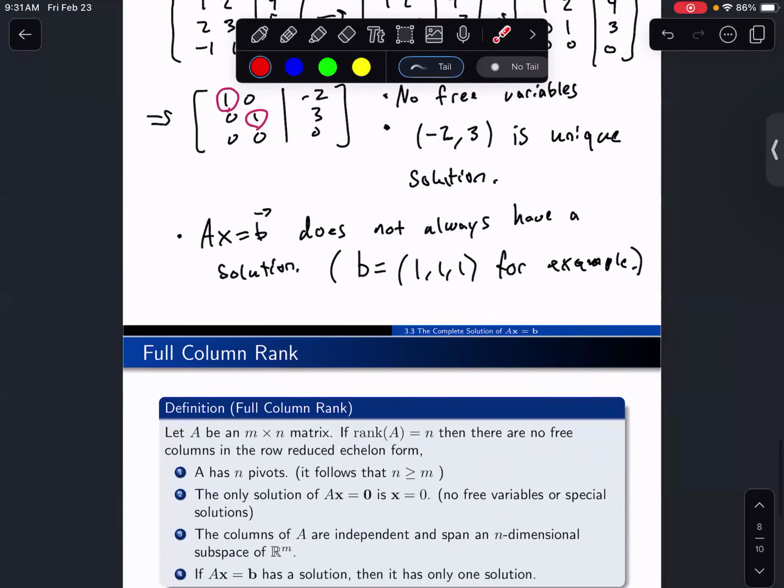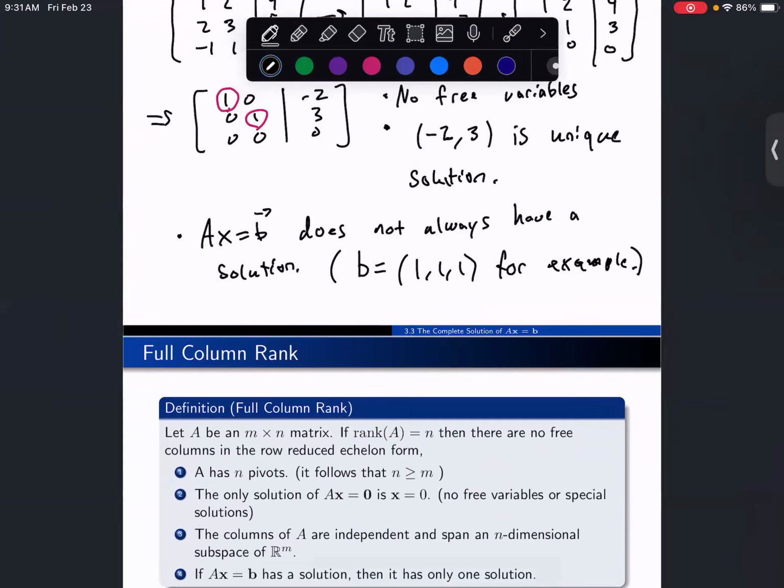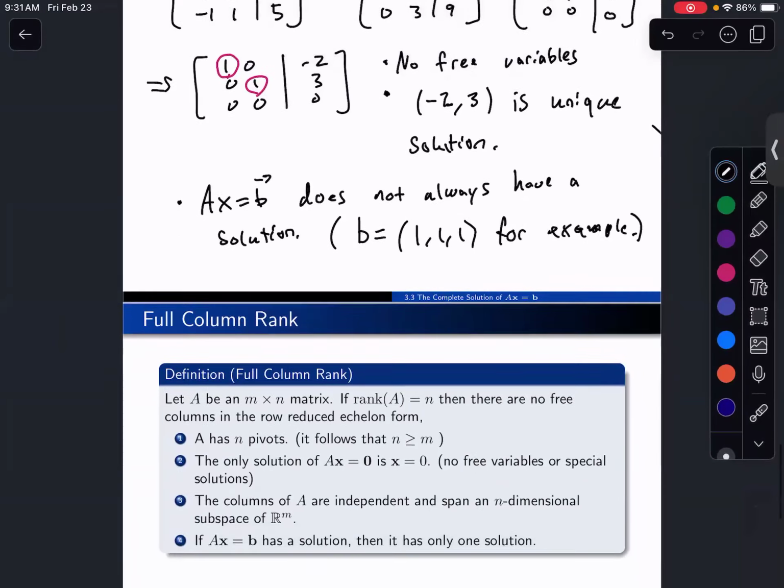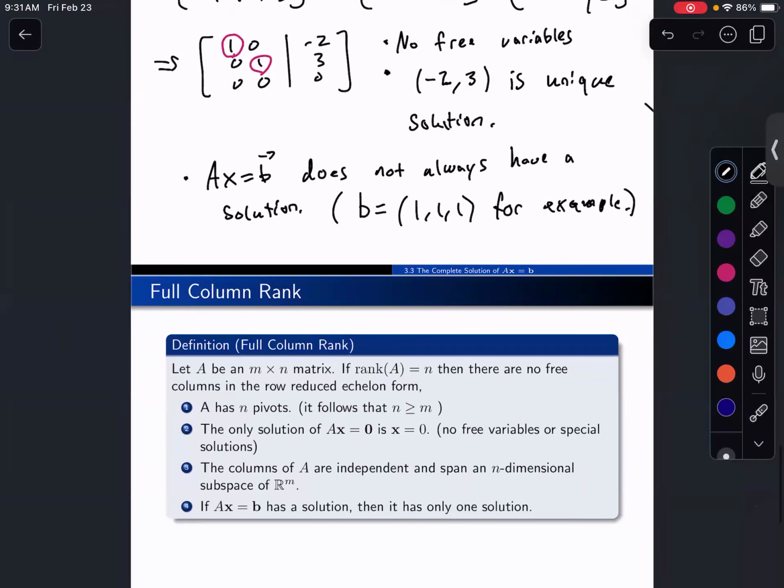So this is kind of an analogous definition. I want to make sure people can actually copy this down. I don't know if I went too fast, but there's this corresponding notion of having full column rank. It's not letting me choose. Okay, there we go. So if we have an m by n matrix and we have n pivots, i.e. the rank of A is equal to n, this tells us that there's not going to be any free columns, and thus we're going to have an empty null space.